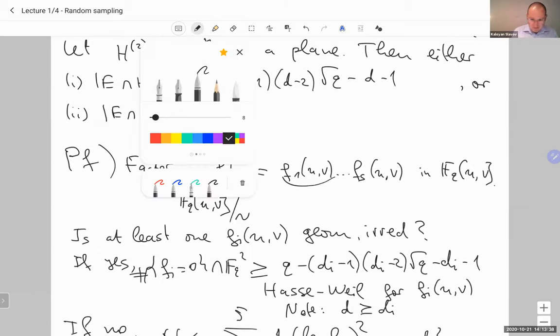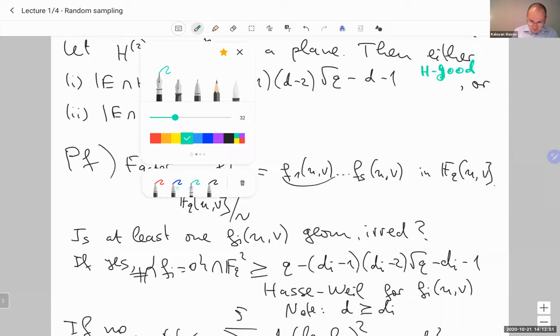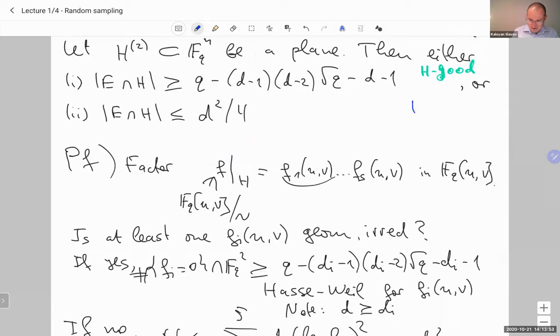Let's say that intersections that are very large, such H's, let's say that H is good. And when the intersection is very small, let's say here that H is bad. In green, we'll have the good H's. In blue, we'll have the bad H's.